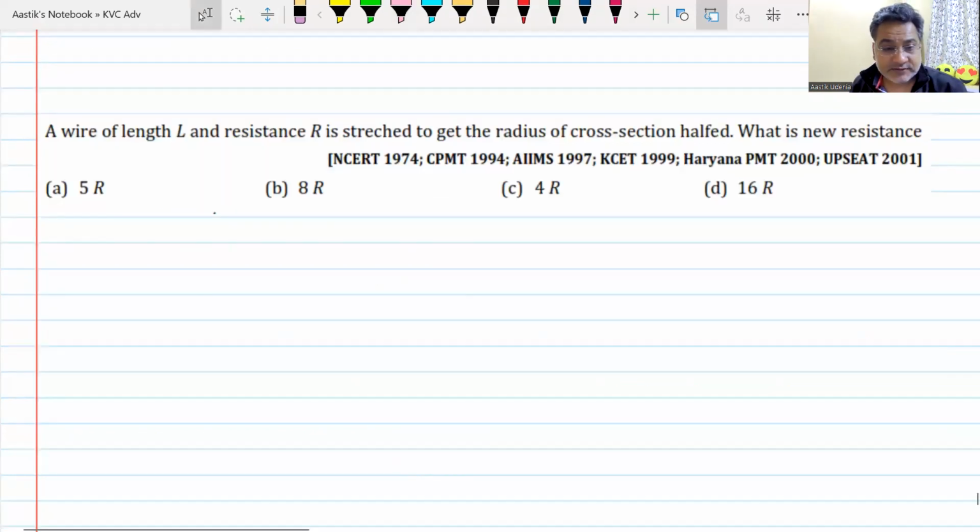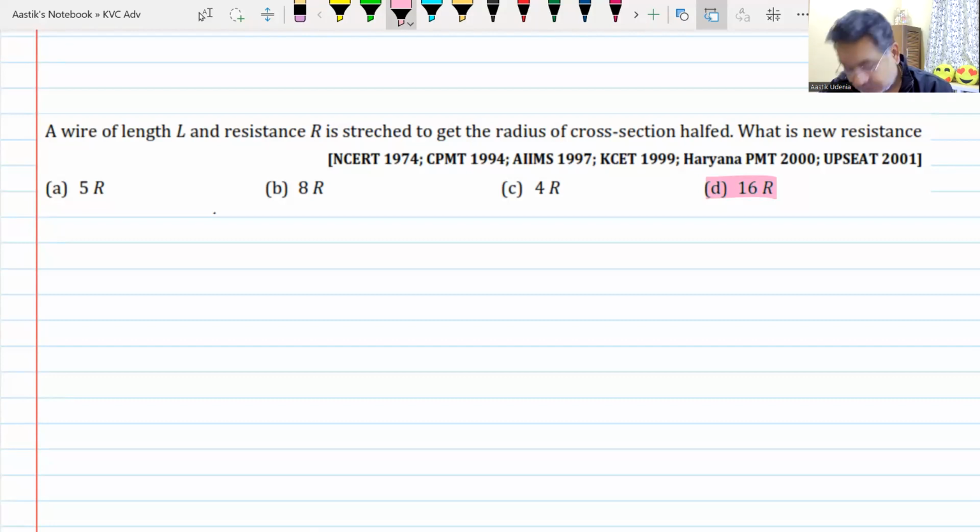And the answer for this one is 16. Radius is halved, area becomes 1 by 4, length becomes 4. 4 divided by 1 by 4 is 16 times. The resistance becomes 16 times.